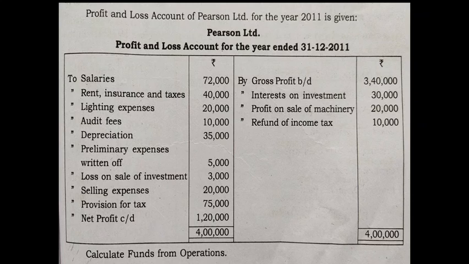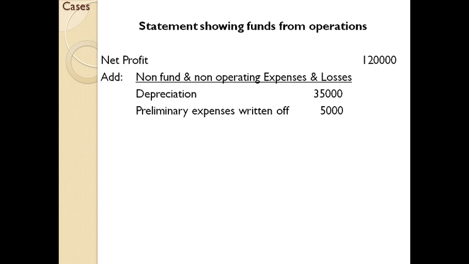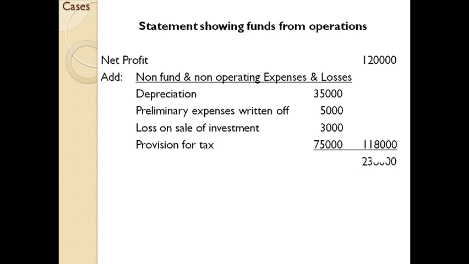Whenever you come across a question where two balance sheets are given, in which provision for tax is given in the first balance sheet as well as the second, that is opening as well as closing, in that case you have to prepare an account. Whenever you are given a profit and loss account, you need not prepare any accounts. So just take the amount given in the profit and loss account. So provision for tax is 75,000. Just add all these non-operating expenses, you will get 1,18,000, and adding 1,20,000 to this 1,18,000, you will get 2,38,000.